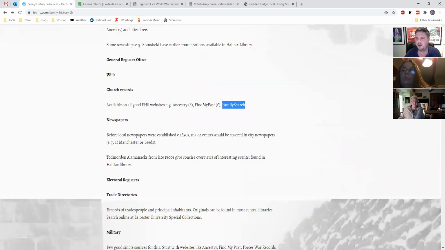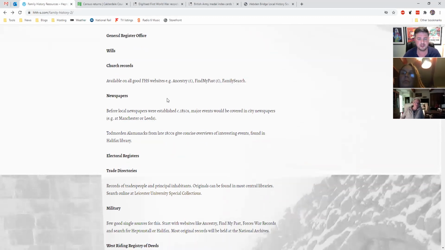And I think that's partly why they don't have a lot of the later 20th century church records, because I think they photographed and scanned a lot of these back in the 1980s or so, and only went back so far.